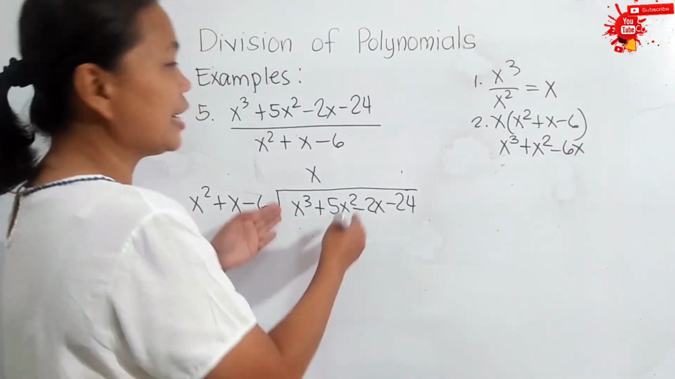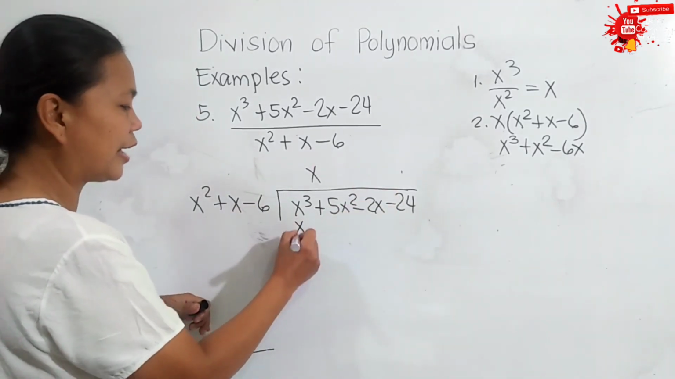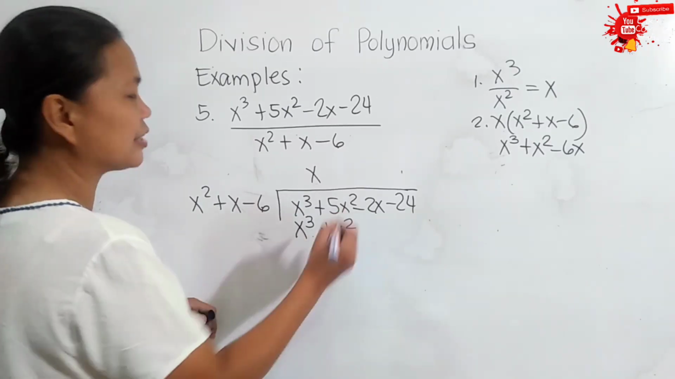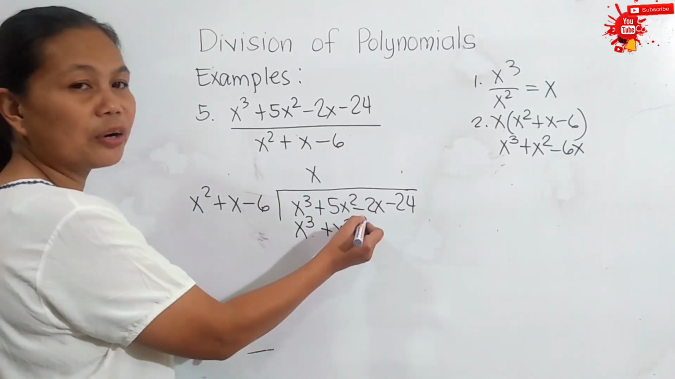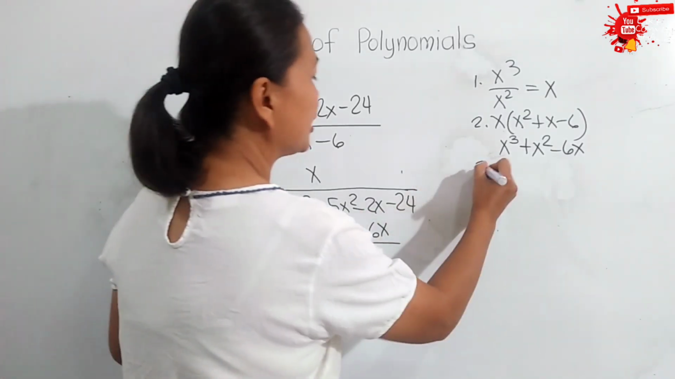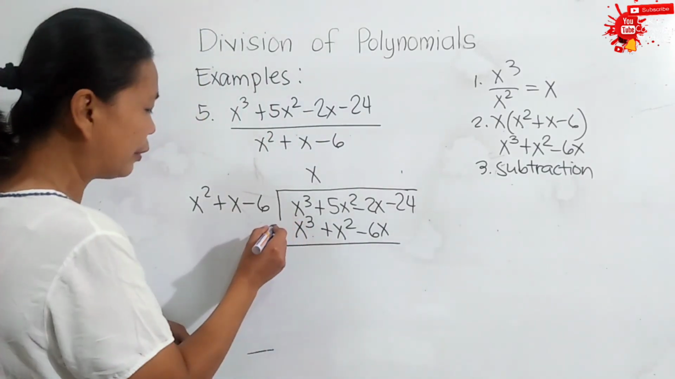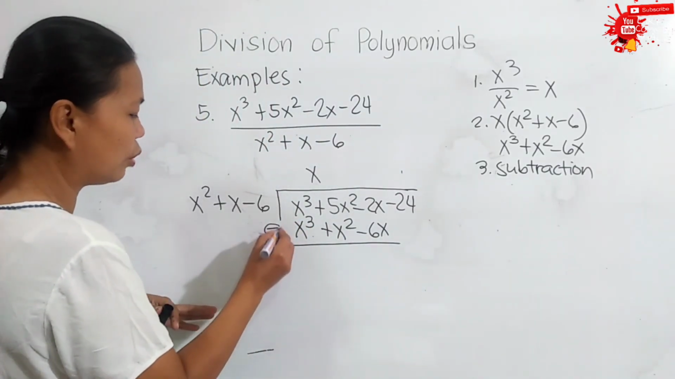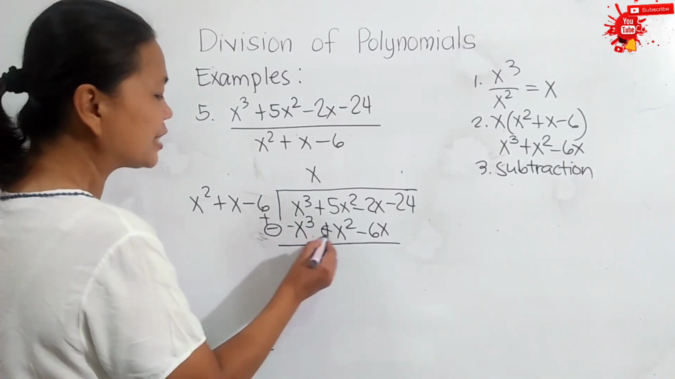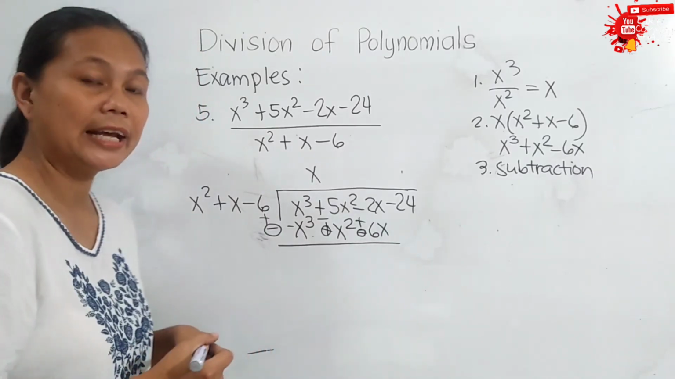Then we align this in our dividend with its similar terms. So we have x cubed similar with x cubed. Then positive x squared similar with 5x squared. So positive x squared. Then negative 6x is similar with negative 2x. So we align it with negative 2x. Then proceed to the third step, which is subtraction. Okay? So what are we going to do with this subtraction? So we always change the minus sign to plus sign. Then x cubed to negative x cubed. Positive x squared to negative x squared. Negative 6x to positive 6x.